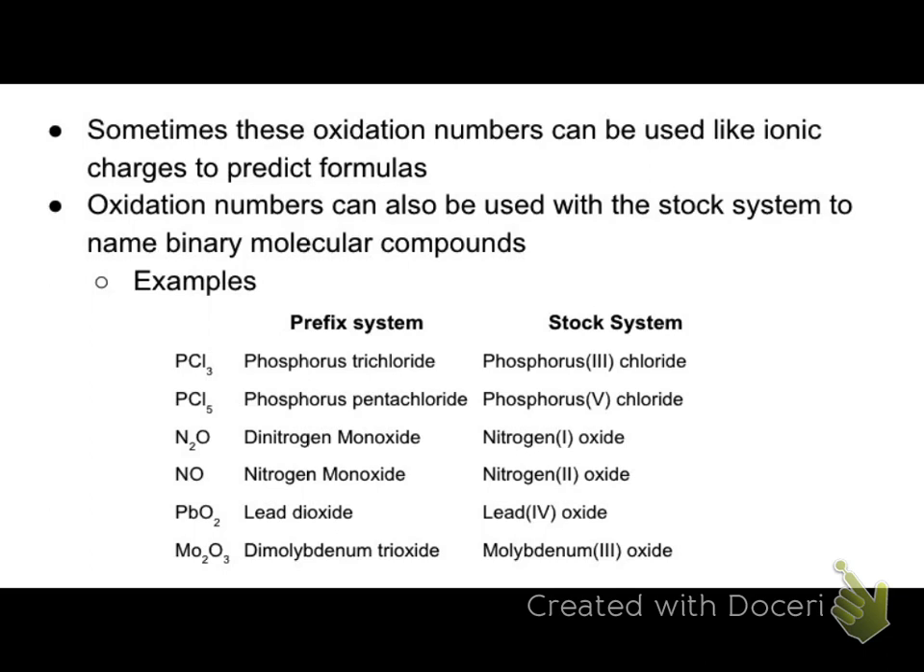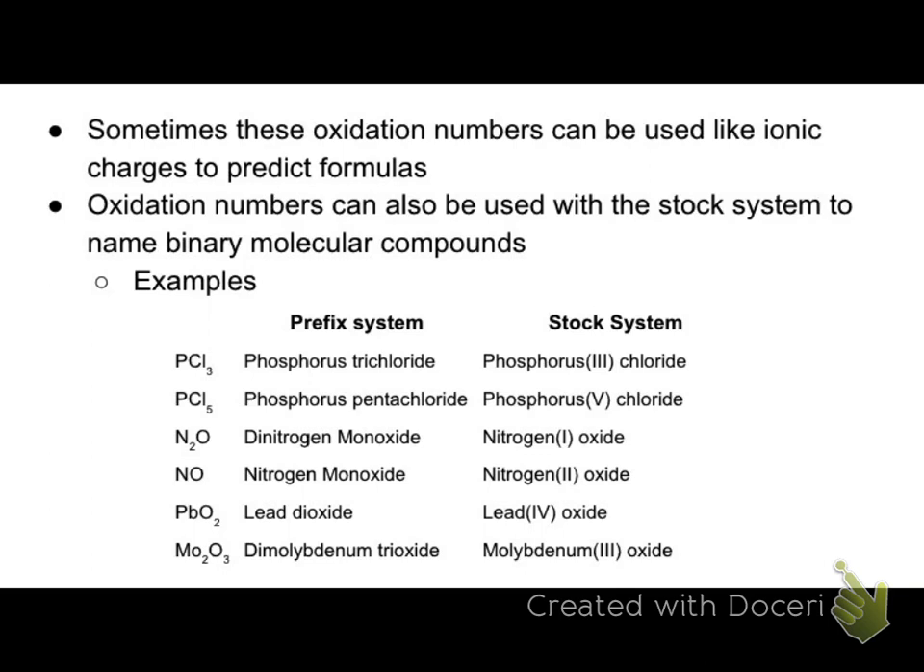The same holds true as we go down. Phosphorus pentachloride becomes phosphorus 5-chloride. Dinitrogen monoxide becomes nitrogen 1-oxide. Nitrogen monoxide becomes nitrogen 2-oxide. Lead dioxide becomes lead 4-oxide. And dimolybdenum trioxide becomes molybdenum 3-oxide.